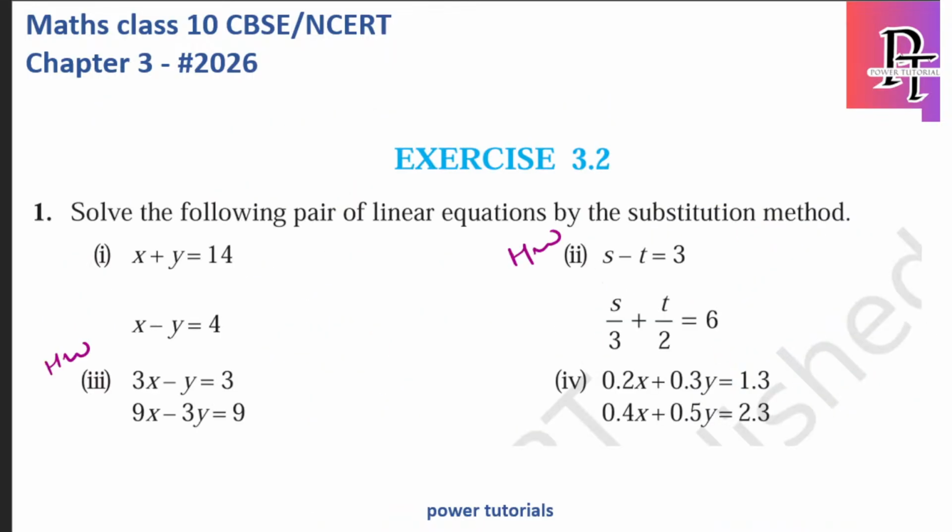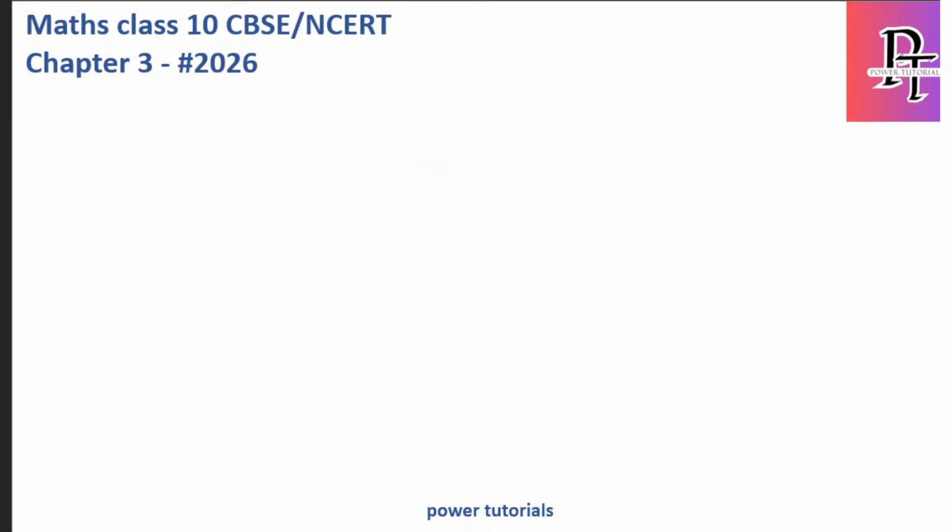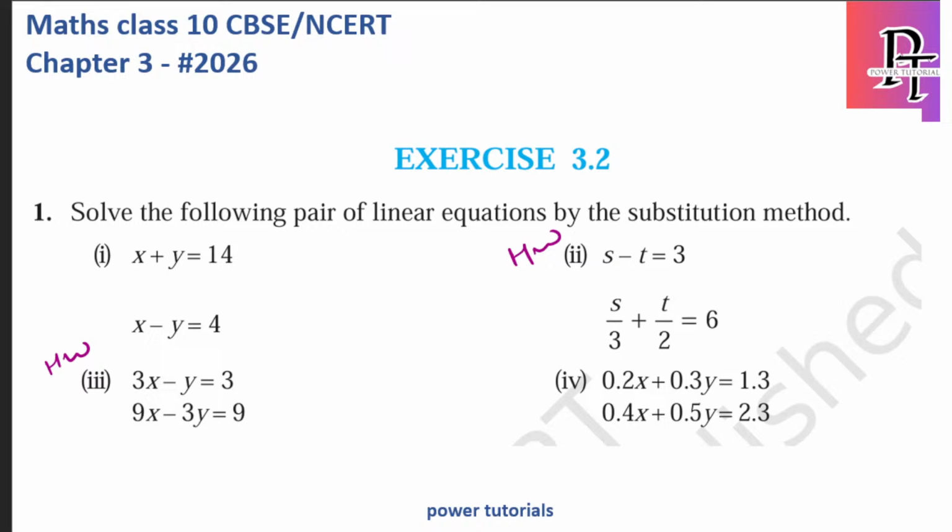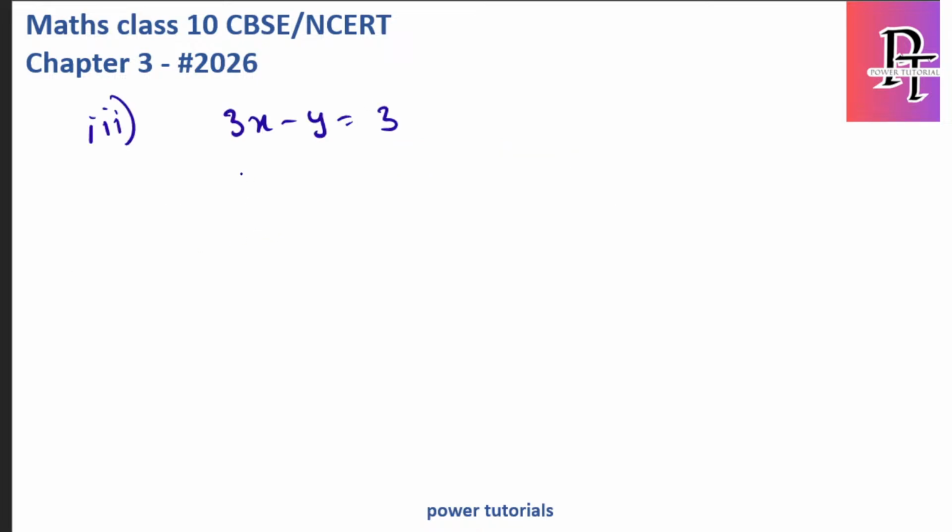Let's solve the second one, the third question: 3x minus y is equal to 3, and the second equation, 9x minus 3y is equal to 9. So let's first check whether it is consistent or not.